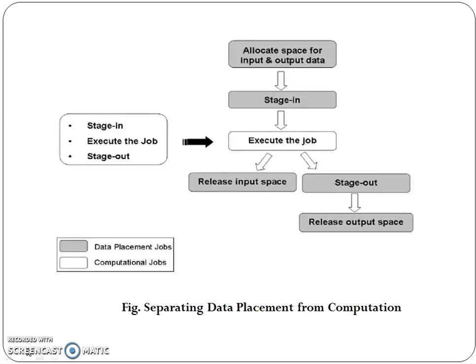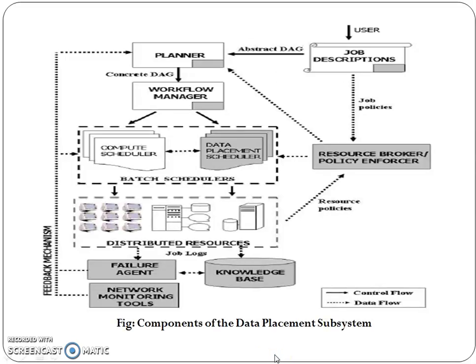Then it is an advantage of separating data placement from computation. In this diagram, allocation of space for input and output data is provided, then it converts into stage in and then executes the job, then releases input space and then stage out, then releases output space. In this component of the data placement subsystem, the data placement occurs.